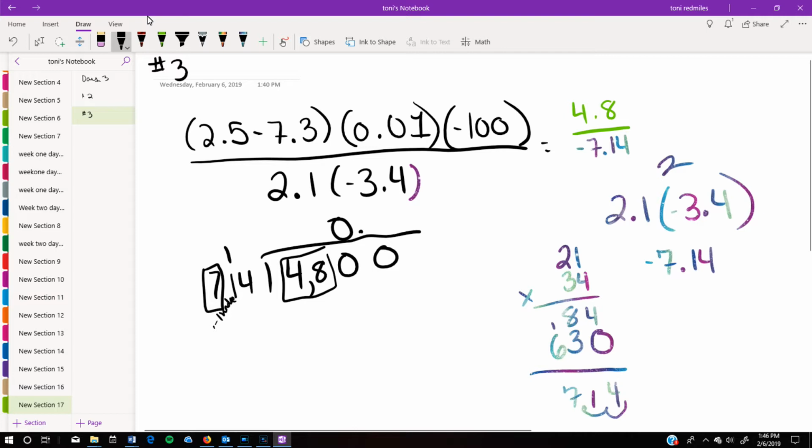Let's see. 42 would be 7 times 7. 56 is 8, so it would have to be the 7 times 7, which is 42. Okay, so that's going to be my estimate. Let's do the actual math.